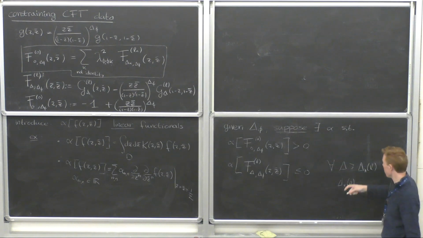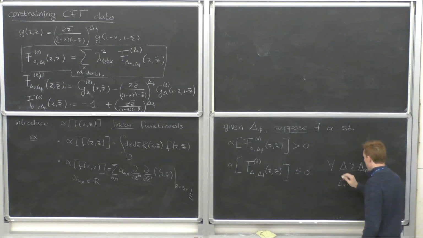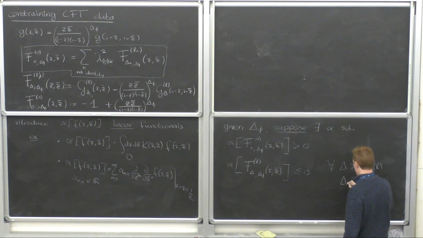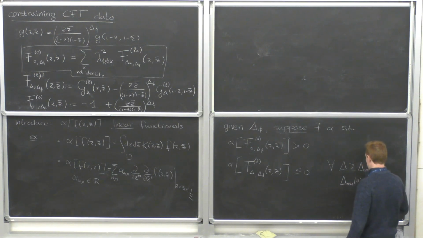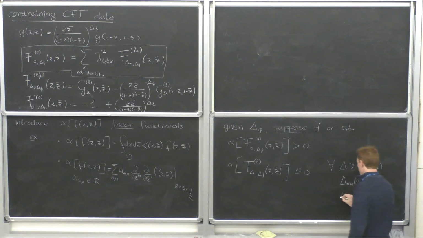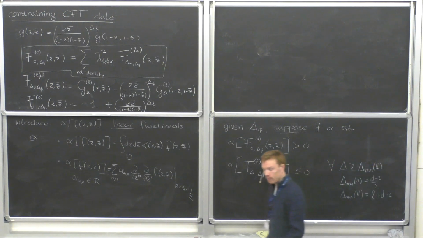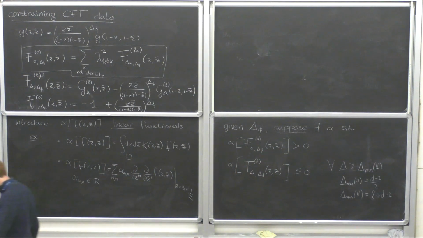And remember, there are lower bounds on these deltas. Delta star, well, delta min of L, where delta min of 0 is the lowest operator that can appear for spin 0, so that's d minus 2 over 2. And delta min for spin L is L plus d minus 2. Because that's the lowest operator that can appear in a reflection positive theory. So suppose such an alpha exists.